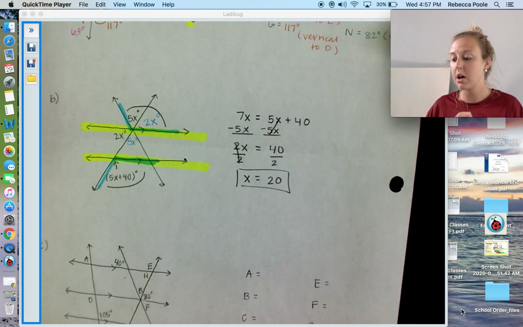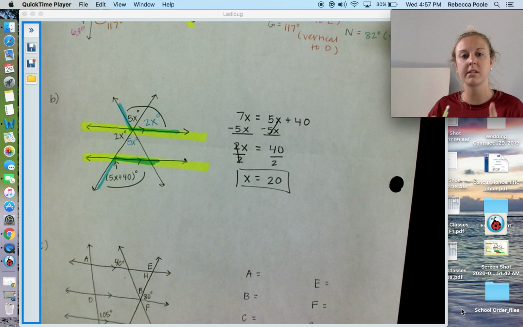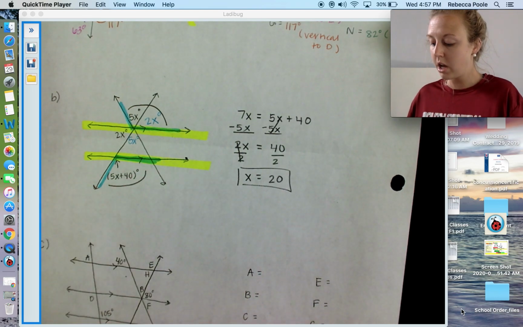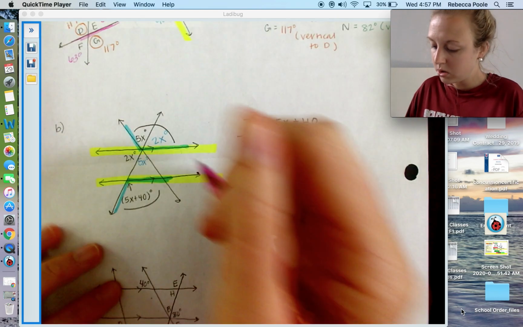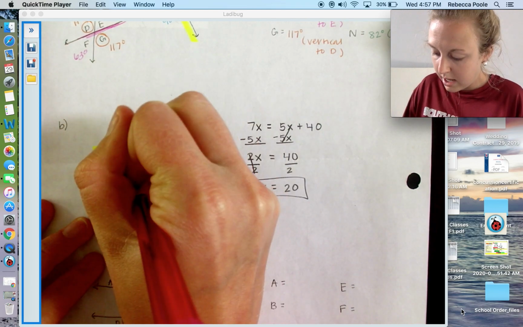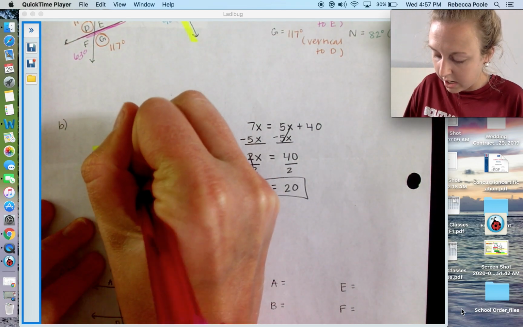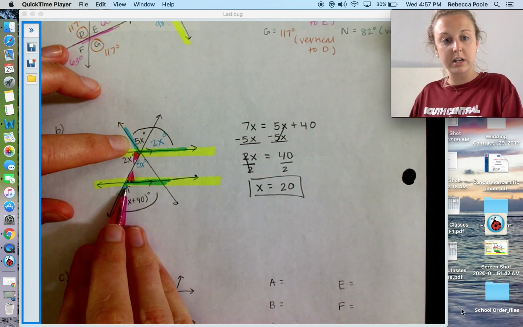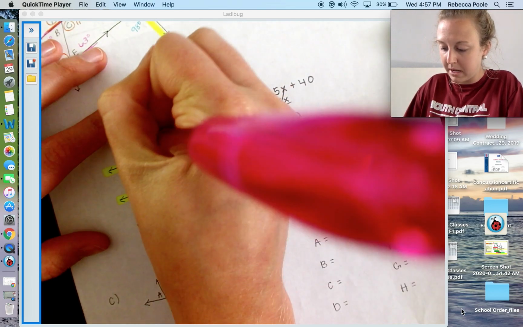All right. So here's why I said I might have messed up. We're going to try to do it a different way now at the same time. Hang with me. It's okay. Okay. So this 2x right here, it's alternate interior, opposite inside of this transversal, right? I'm going to make this pink so y'all can see it.